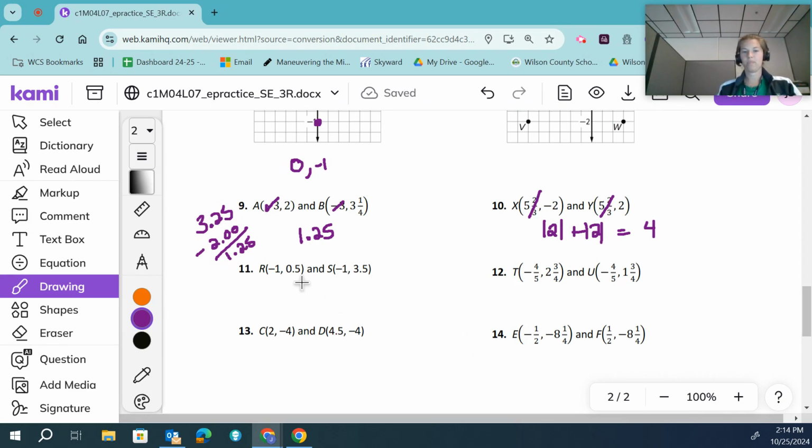Let's do one more together. We've got same side, so -1, -1, and then we have positive 0.5 and positive 3.5. Again, positive, positive, which means same signs, same side. We are going to subtract. So 3.5 minus 0.5, or 3.5 minus 1/2, gives you 3. So they are 3 units apart. All right, there's a couple more for you to try on your own.